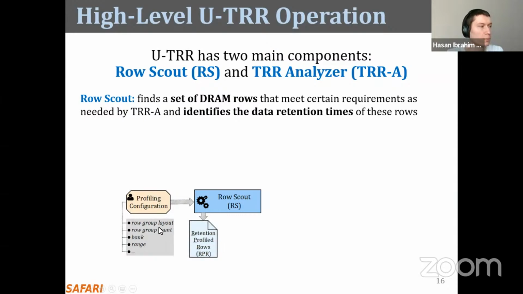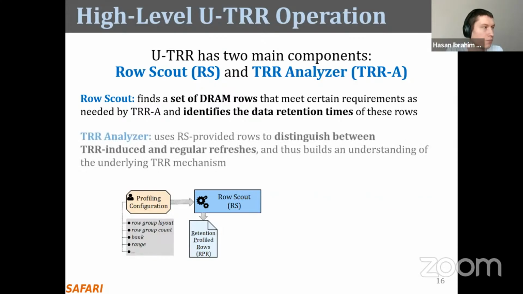But basically, these are some other constraints related to the location of the rows to search for, and these rows should have similar retention times, if not exactly the same. So let's say they should have similar retention times within a specific margin. I think that's a better definition. And the output of this Row Scout mechanism is basically the list of these retention profiled rows. It looks something like the row address and its retention time. This is the output, basically.